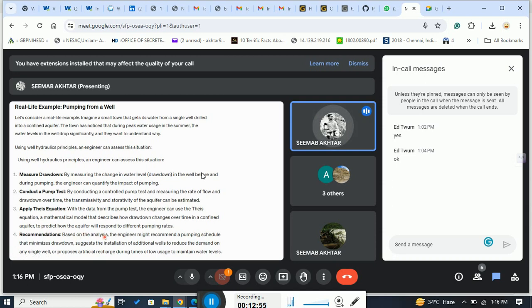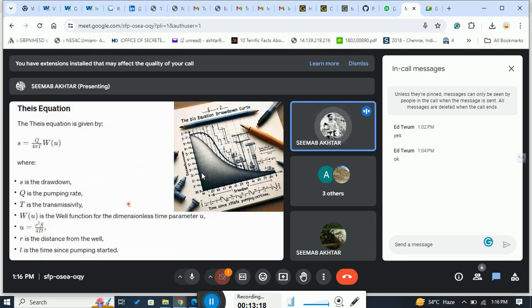Recommendation: based on the analysis, the engineer might recommend a pumping schedule that minimizes the drawdown, suggest installation of an additional well to reduce the demand on any single well, or propose artificial recharge during times of low usage to maintain water levels.